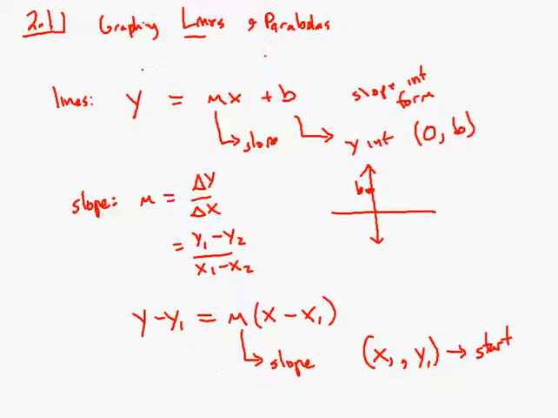Okay, so let's go through a graph of each of these. So let's say I have, well, we'll do 2y plus 5x equals 10. And let's say I want to graph this and find x and y intercepts.